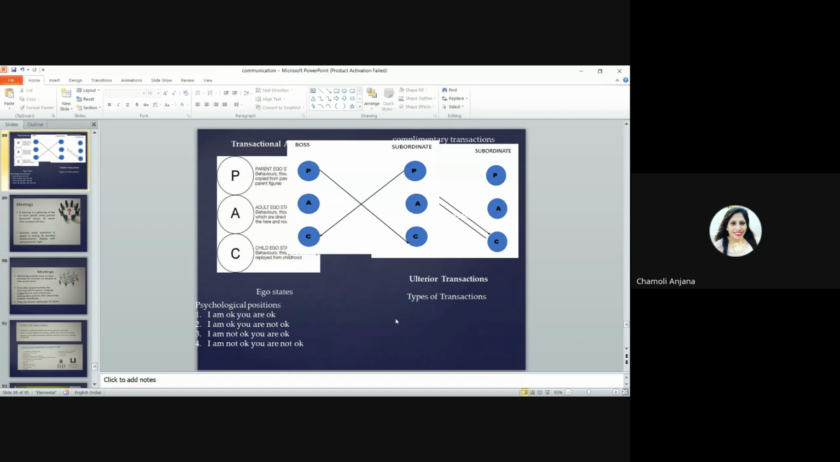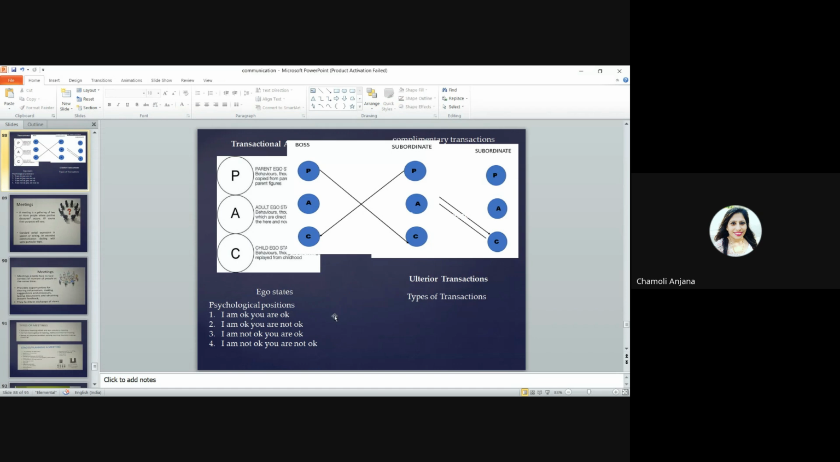So that is the ulterior kind of transaction where it has two forms, the physical form and the psychological form, the one that we say and the one that we actually want to say. That is the ulterior transaction. Okay, and then you have the ego, the psychological positions.